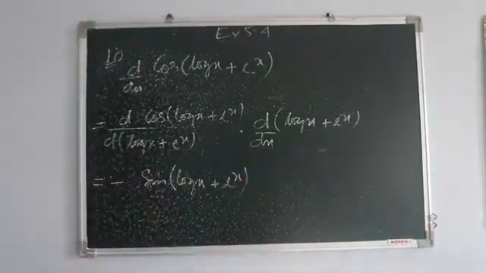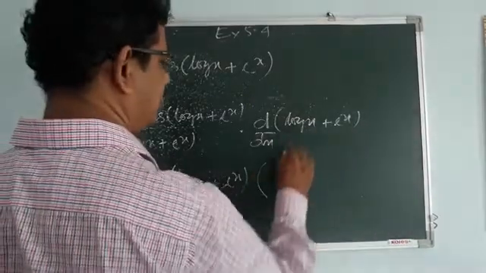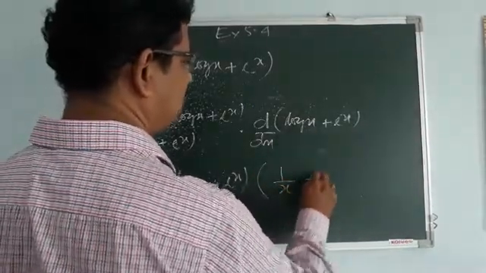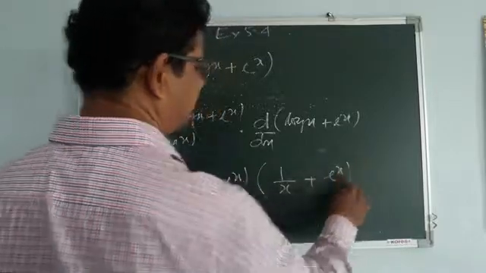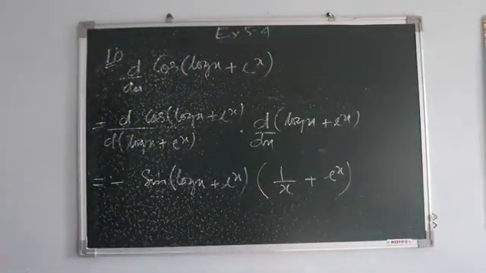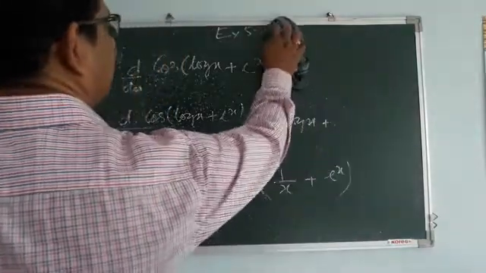Then differentiation of log x. Log x is what? 1 by x. Differentiation of e to the power x is e to the power x. So this is our question number 10, and with that we have completed our question. That is all the questions of exercise 5.4.